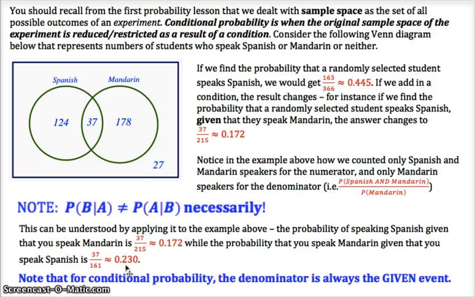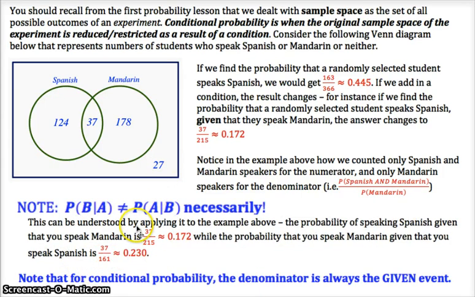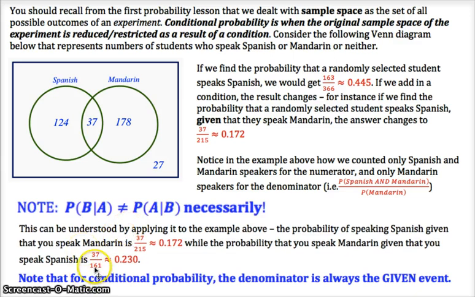Now we're going to the Spanish-speaking party, and we're saying, how many of you speak Mandarin? That's 37 out of 161. See, different party. This is out of 161. This 37 makes 23%, but out of the 215, it makes only 17%. So they're totally different.